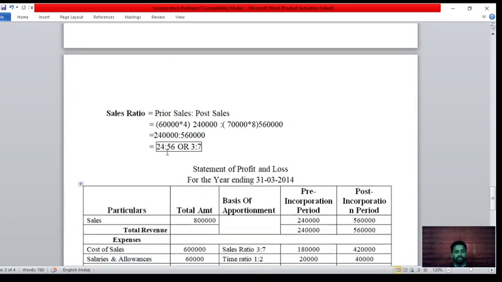24:56. Now see here, take a common factor for this. The common factor will be 8.